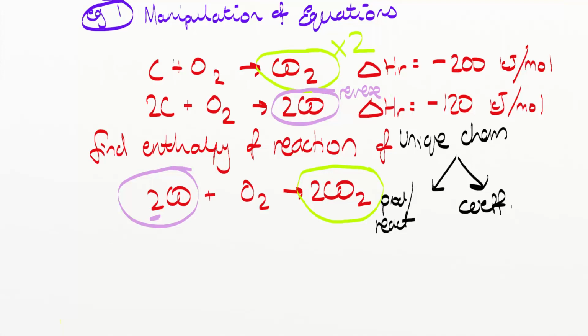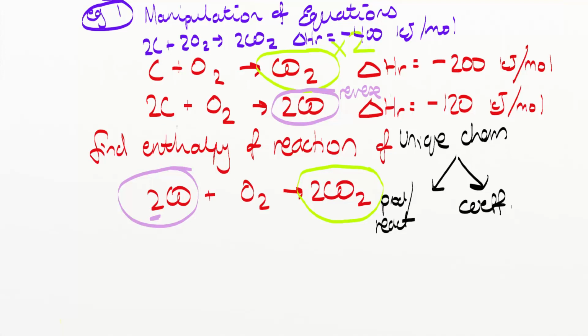So what I'll do is multiply this by 2, so that 2C plus 2O2 forms 2 carbon dioxide, and the delta HR is going to be doubled in this case. So it's going to be minus 200 kilojoules per mole times 2. In other words, what that's going to give us is minus 400 kilojoules per mole.